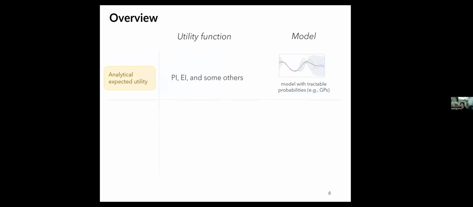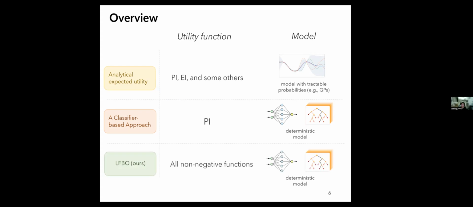So let me give an overview of the methods that we are going to talk about today. The first category of methods uses models with tractable probabilities such as Gaussian processes. We call it analytical expected utility because we obtain the acquisition function from a utility function for which we have an analytical integral. The second category of approaches uses a deterministic model such as decision trees or neural networks that takes in an input and gives you a deterministic output. This is a classifier-based approach called BO, and as we will show later, this corresponds to the probability of improvement acquisition function. And the method that we will introduce today extends this to all non-negative utility functions through a very simple trick. We also have the benefit of using the deterministic model.